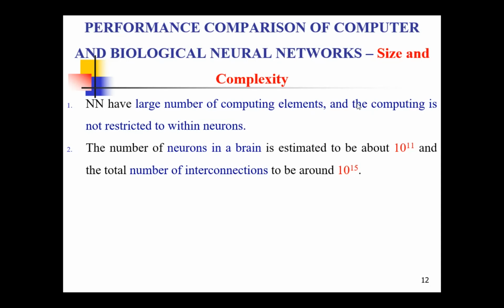And the total number of interconnections available between these neurons is roughly around 10 to the power of 15. So this many elements are present in the human brain, which is very, very useful in processing of data.